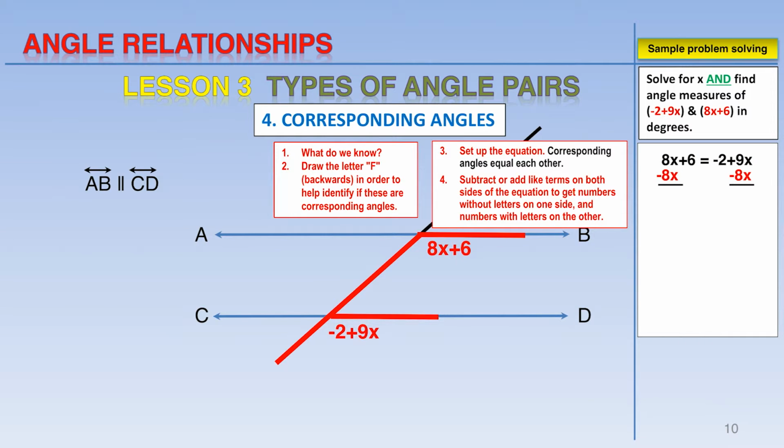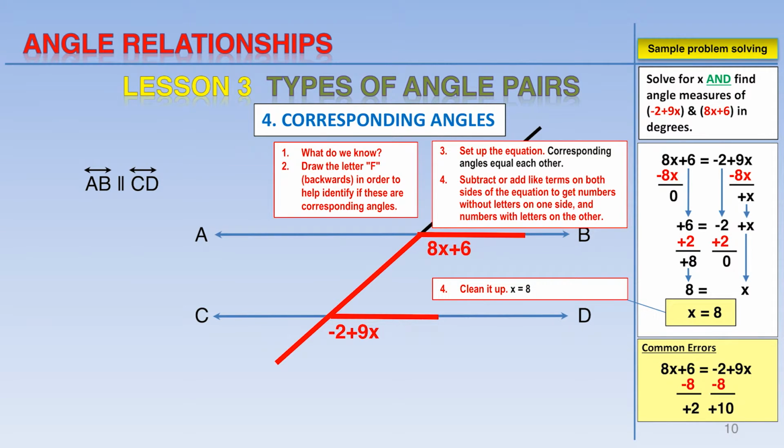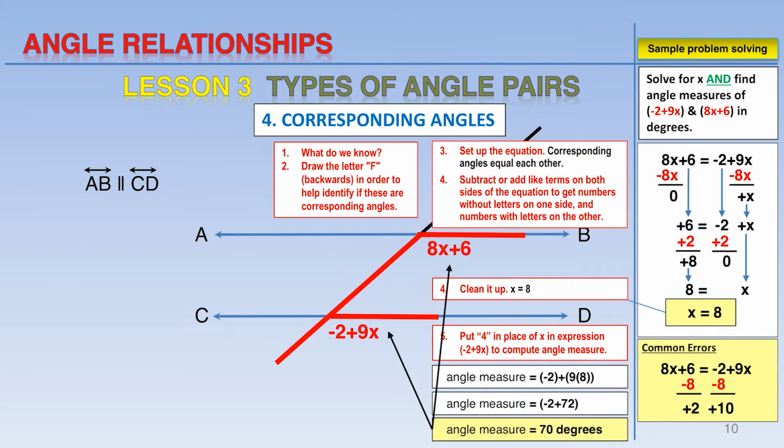We know then that 8x plus 6 equals minus 2 plus 9x, and we solve it. You see the common errors. We don't make those, of course. We move forward and we find that x is equal to 8. I put 4 there, oops, but it's 8. We put 8 in the equation itself in order to determine what the measure of each of the angles is, and the angles equal 70 degrees each.